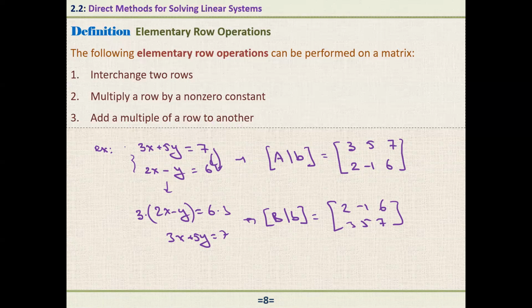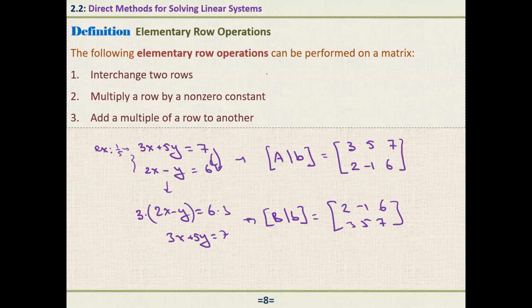I should multiply the first row by 1/5, and 1/5 times 5 will be y. And I should add it to the second equation. Then y plus -y will be equal to 0. So y will be gone, and I will have only x. So that is adding a multiple of a row to another one.